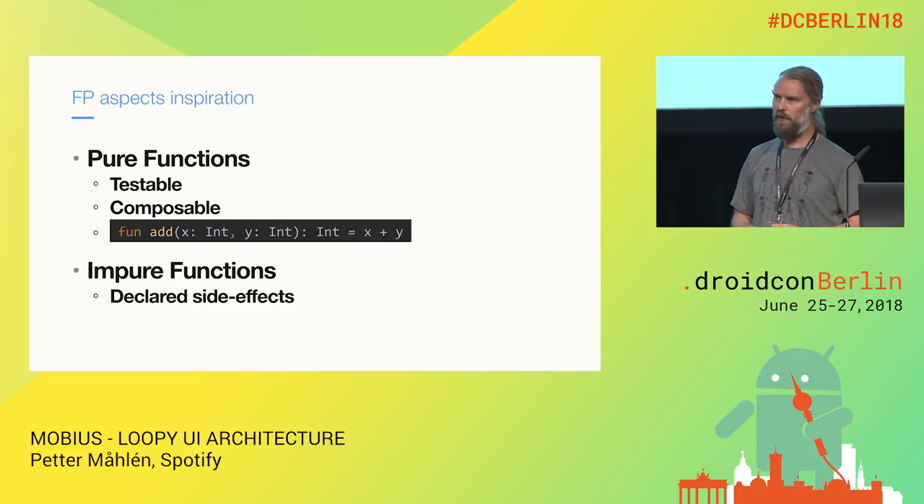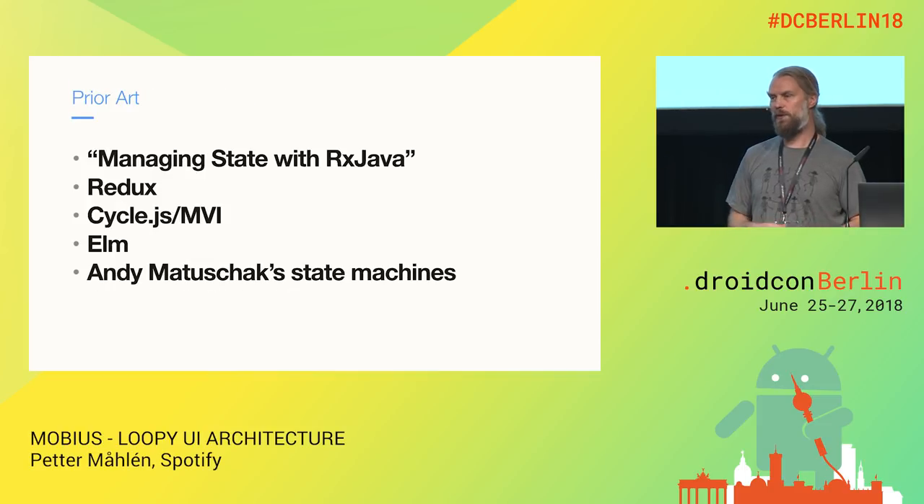An example is addition. It's always a pure function. It's always going to return the same result for the same inputs, no matter what happens. And you don't know if it ran or not. The contrast is obviously impure functions, where you have some specific side effect, or you don't know what the response is going to be. Okay.